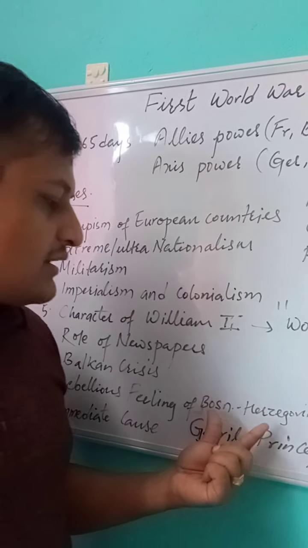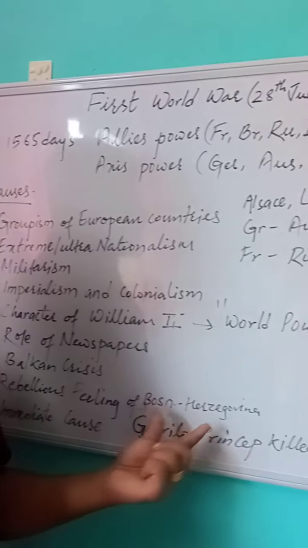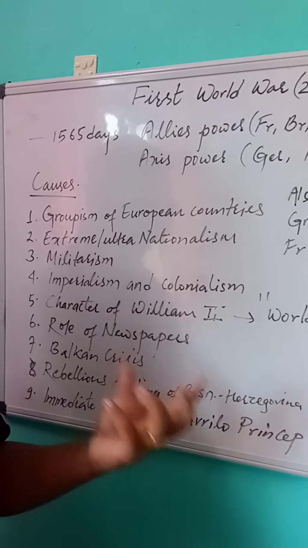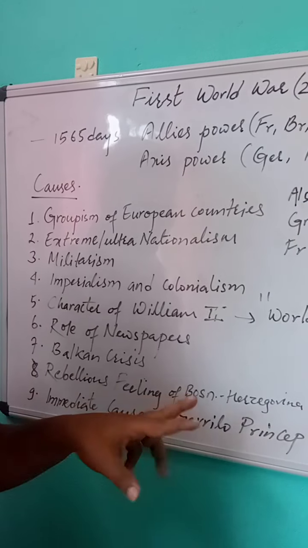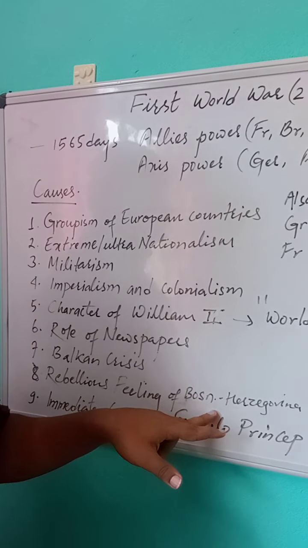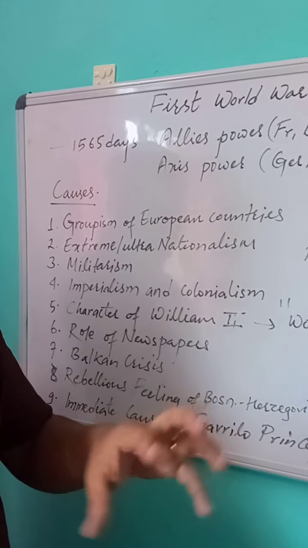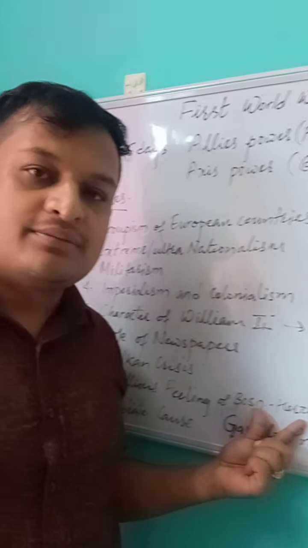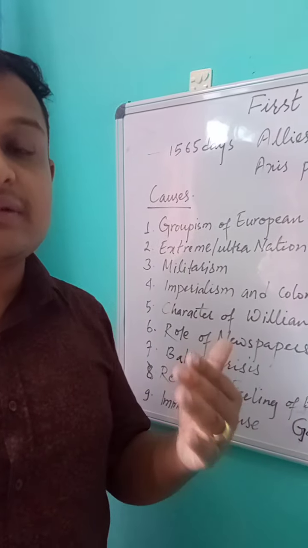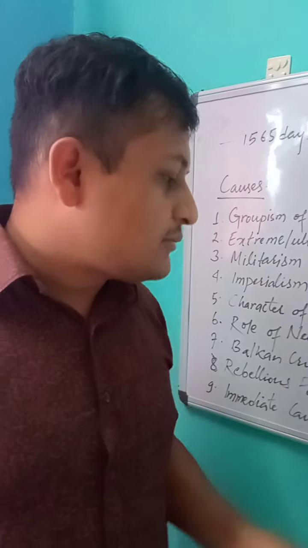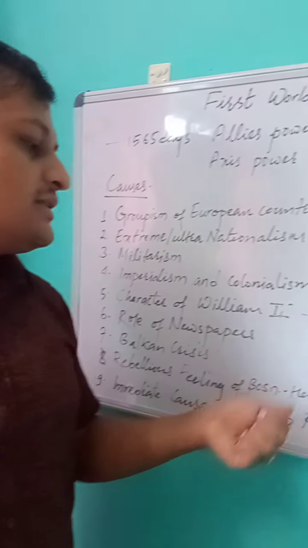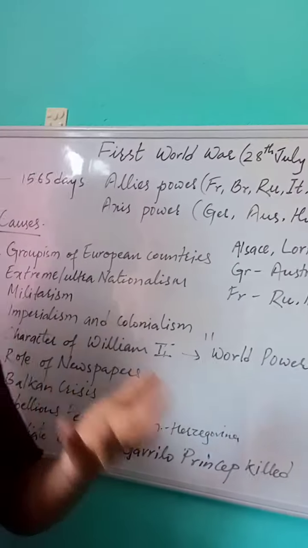Another is the rebellious feeling of Bosnia and Herzegovina. Bosnia and Herzegovina used to fall under the Balkan region. This region was given by the Congress of Berlin to Austria and Hungary. They were supposed to just govern these places, but they annexed them, which they were not allowed to. That's why the Bosnian and Herzegovinian people decided to fight for independence.